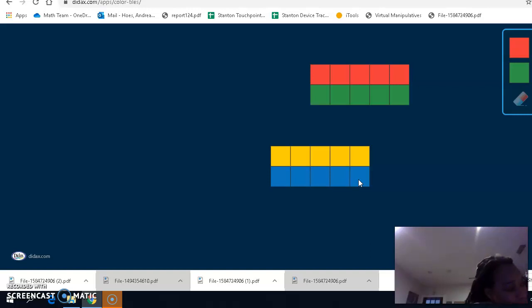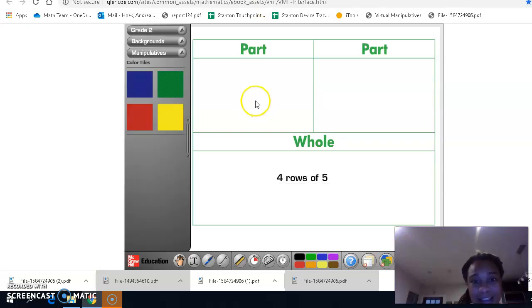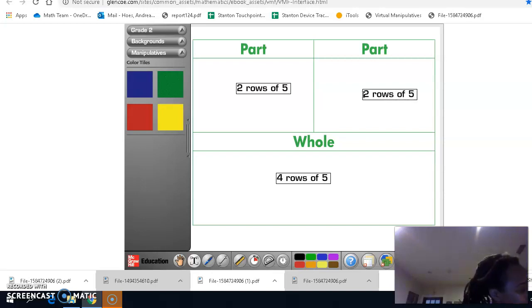So how many rows do you have in each part? So the first part we have 2 rows. How many tiles are in each row? 5. So we have 2 rows of 5 for each part. So I'm going to go back to my number bond and I'm going to write 2 rows of 5. Here I'm going to do the same thing. 2 rows of 5. Okay?